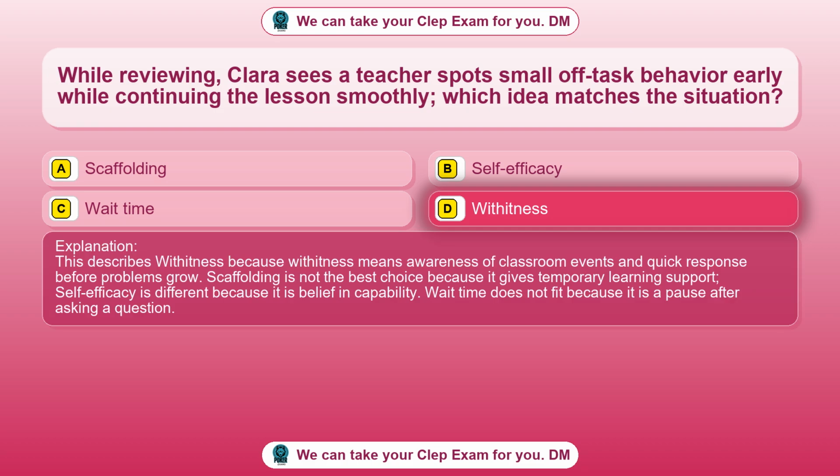This describes withitness because withitness means awareness of classroom events and quick response before problems grow. Scaffolding is not the best choice because it gives temporary learning support. Self-efficacy is different because it is belief in capability. Wait time does not fit because it is a pause after asking a question.